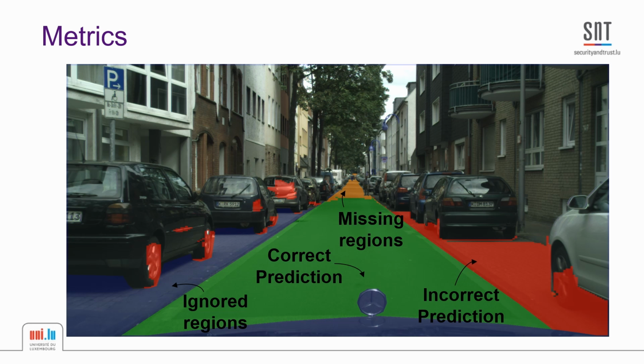Evaluation of a segmentation model usually distinguishes different types of predictions, as illustrated on this example. Green represents correct free space predictions, red outlines incorrect ones, and orange is used for free space regions that are missing from our prediction. The blue area denotes pixels that are ignored, either because no ground truth exists for them in Cityscapes, or because they are ambiguous.